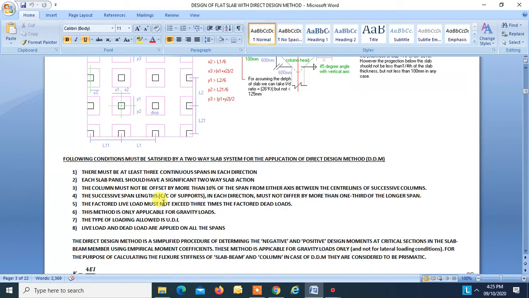The factored live load must not exceed three times the factored dead load. This method is only applicable for gravity loads. The type of loading allowed is UDL. Live load and dead load are applied on all spans.